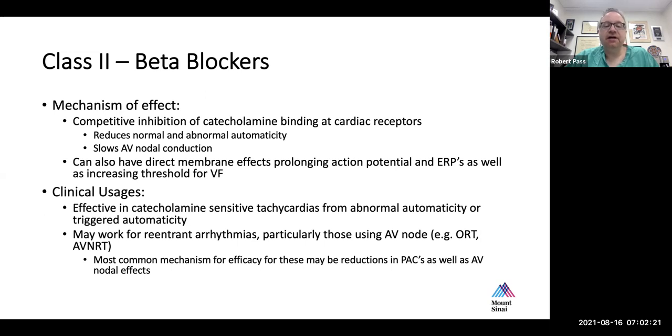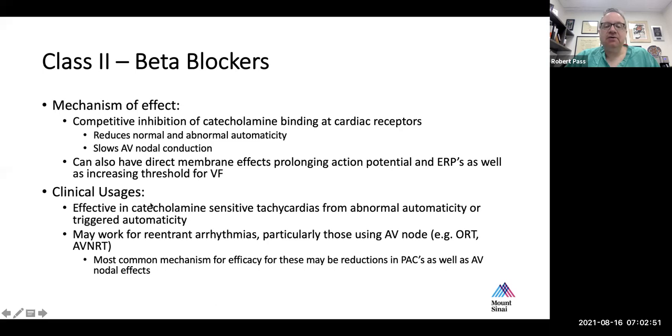They can also have direct membrane effects, prolonging the action potential and the effective refractory period. And they can, and usually do, increase the threshold for ventricular fibrillation, which is obviously positive. They are particularly effective clinically in catecholamine-sensitive tachycardias from either abnormal automaticity or so-called triggered automaticity.